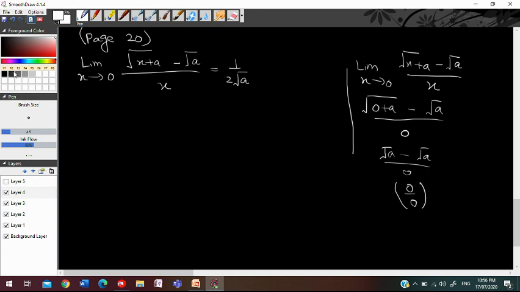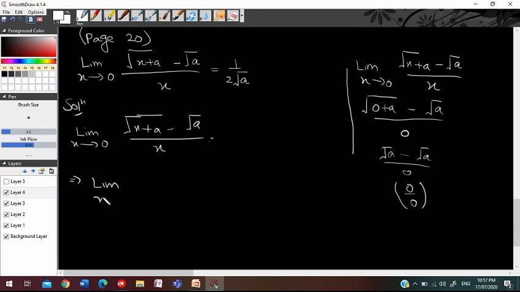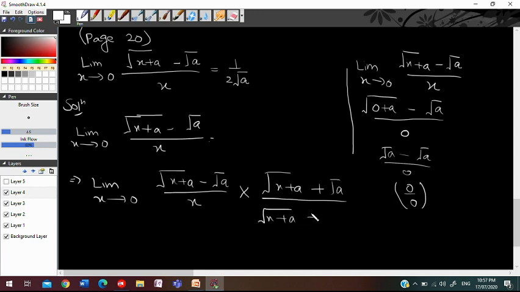What we have, limit x approaches to 0 of (under root x plus a minus under root a) divided by x, and we can rationalize such type of functions. We rationalize the numerator of this function. We multiply and divide this numerator by changing the sign: under root x plus a plus under root a divided by under root x plus a plus under root a.